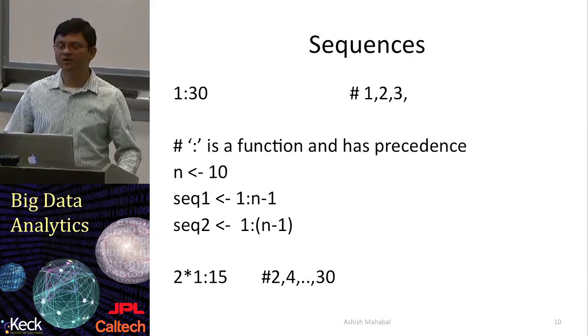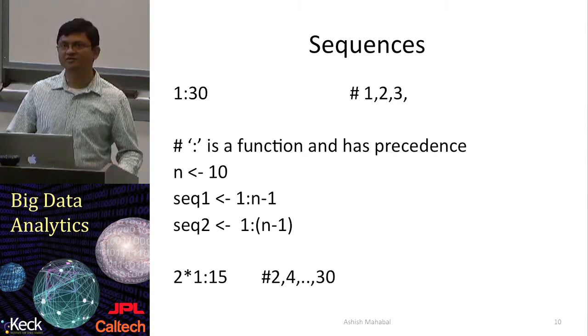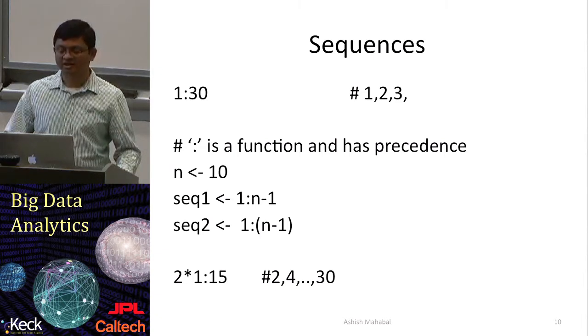Simply doing 1:30 gives you the numbers 1 through 30. Again, R starts with 1, not with 0, so you should remember that. In this case, colon is also a function. So when you say 1:30, that function is being invoked. And colon binds in a strong way.